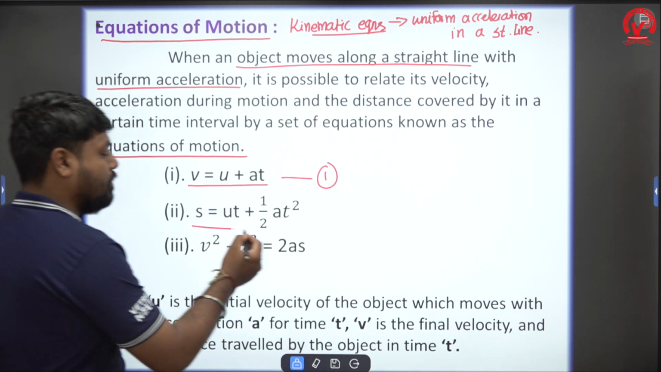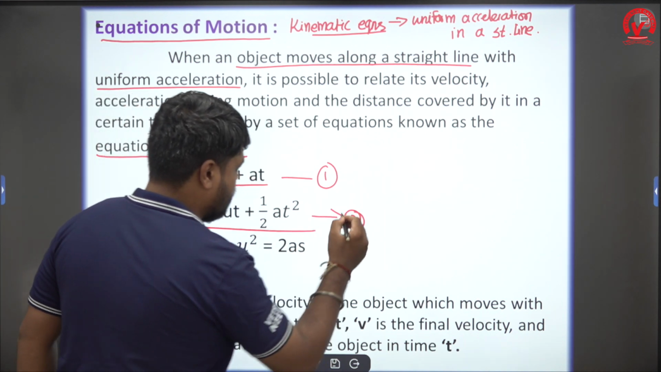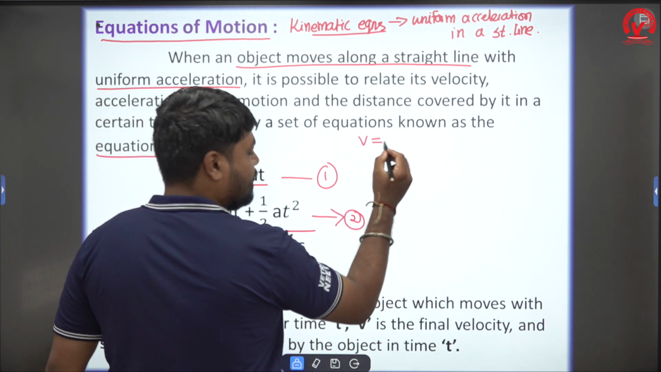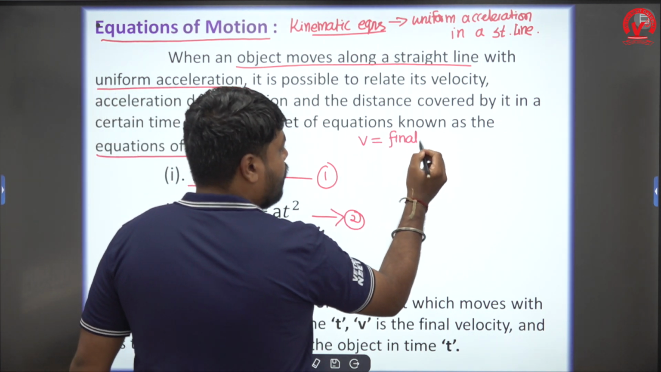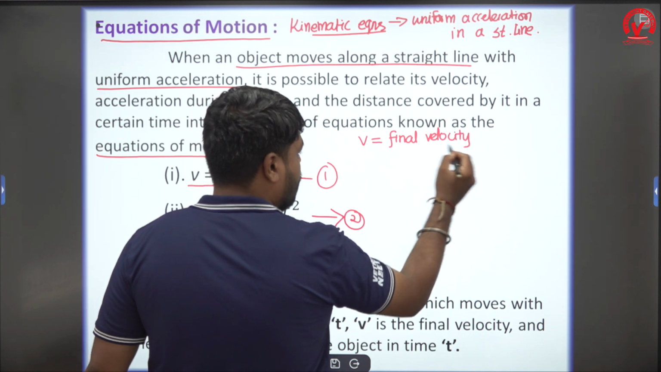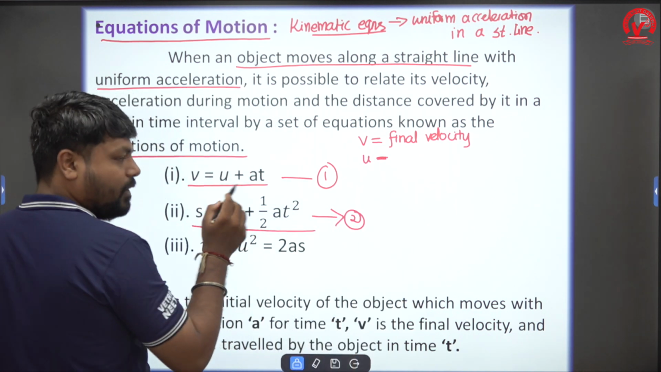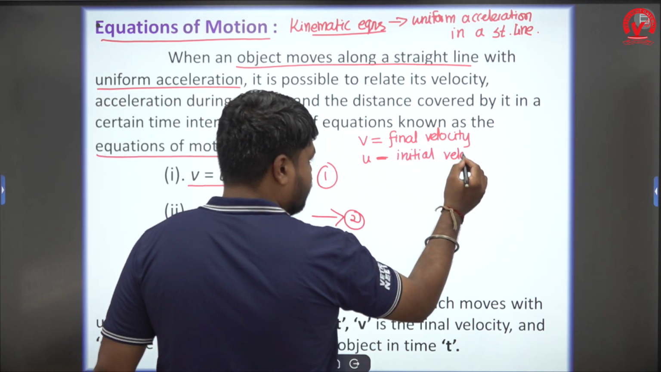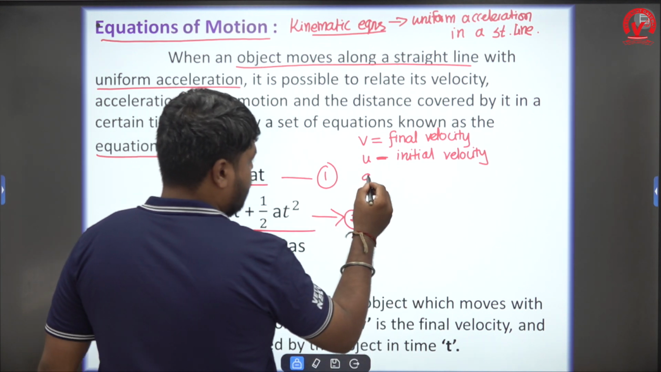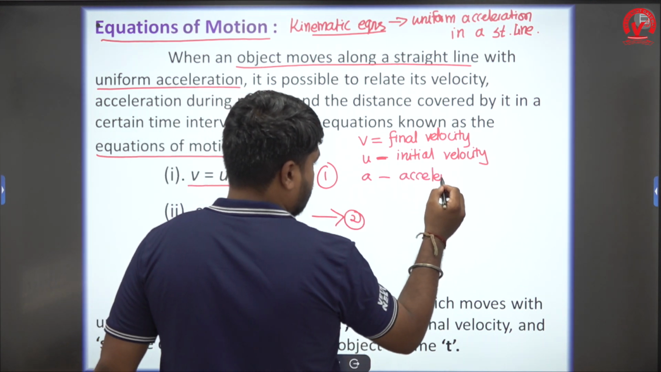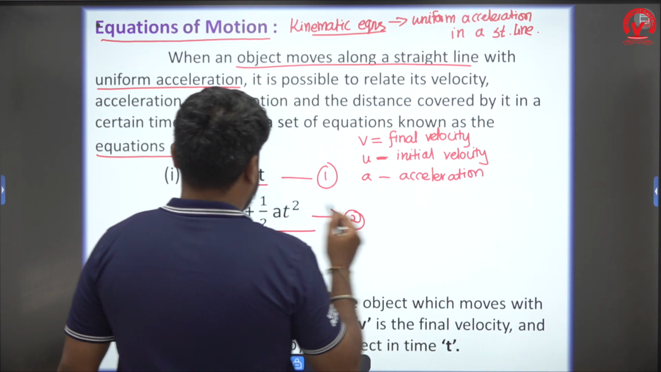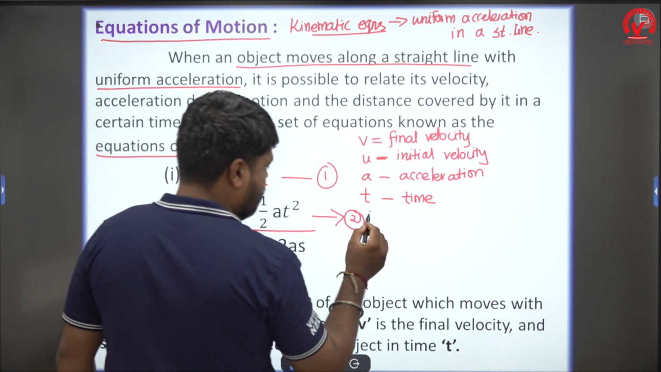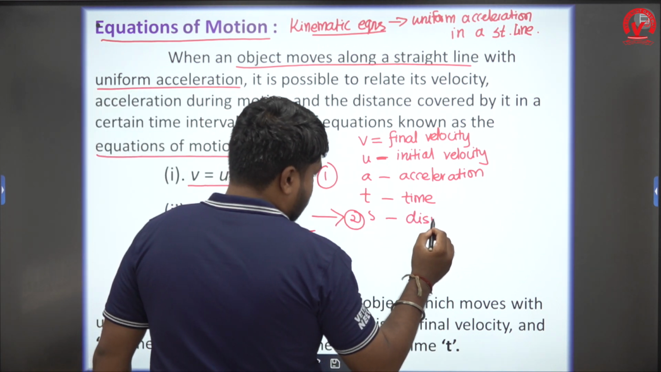And s = ut + ½at². This is the second equation. And v² − u² = 2as. We all know that v is called velocity, but here it is the final velocity. What is u here? u is nothing but velocity, but it is the initial velocity. And a is nothing but acceleration. And t is time. Then s is nothing but displacement.